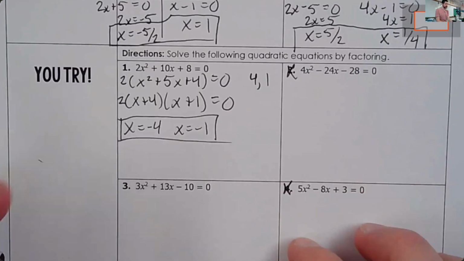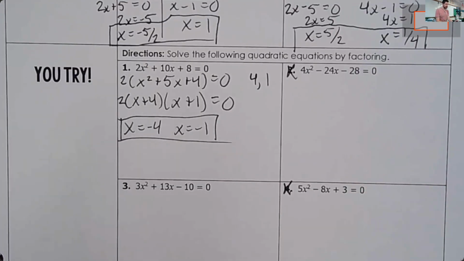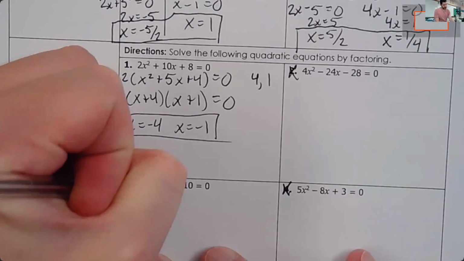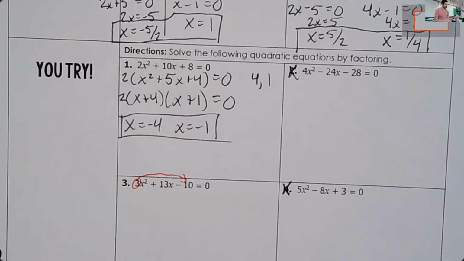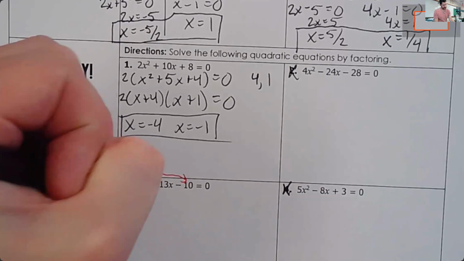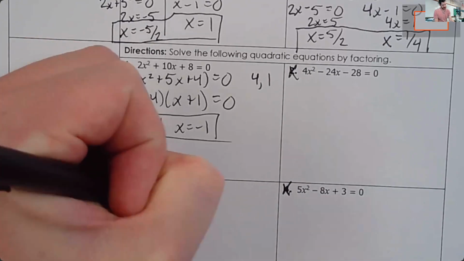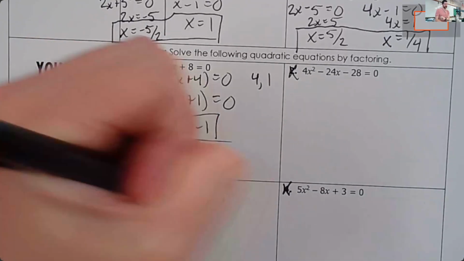We're skipping number 2. Take a look at number 3. Do we have a GCF on number 3? No. All right. So slip and slide. Here we go. Okay. Jose, what's 3 times 10? 30. All right. So x squared plus 13x minus 30 equals 0.